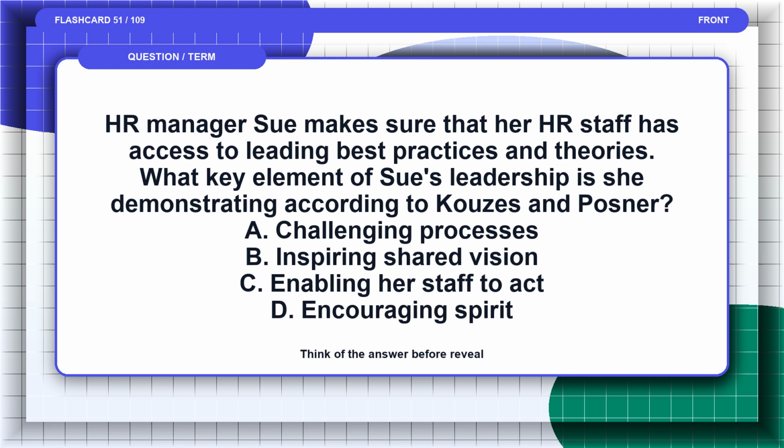Flashcard 51. HR manager. Sue makes sure that her HR staff has access to leading best practices and theories. What key element of Sue's leadership is she demonstrating according to Kouzes and Posner? A. Challenging processes. B. Inspiring shared vision. C. Enabling her staff to act. D. Encouraging the heart. Pause and think of the answer before the reveal.